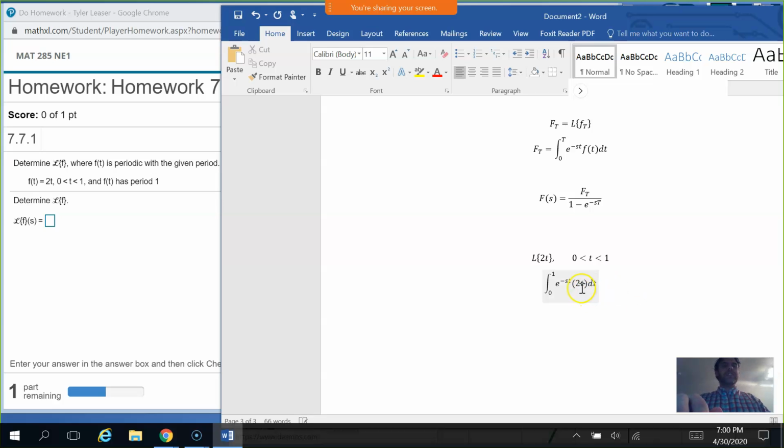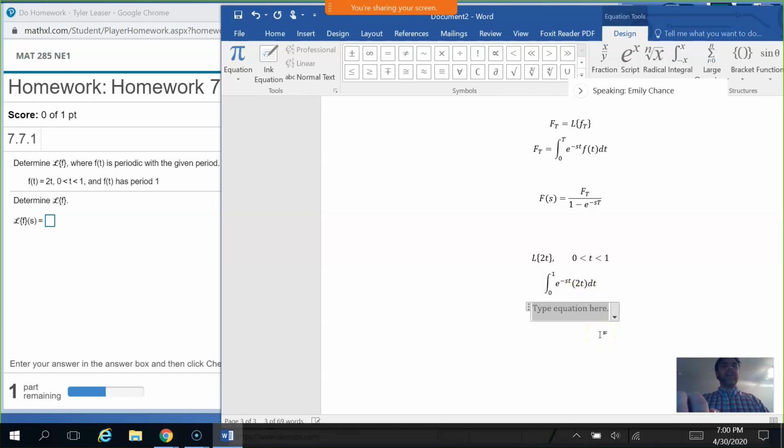All right, you just have to do this. So you can pull that 2 out. Or I guess we could leave the 2 in, but it has to be integration by parts. So we'll let u be the 2t, dv will be the e to the negative st, which means du is 2 dt, and v would be negative 1 over s e to the negative st, the antiderivative there.